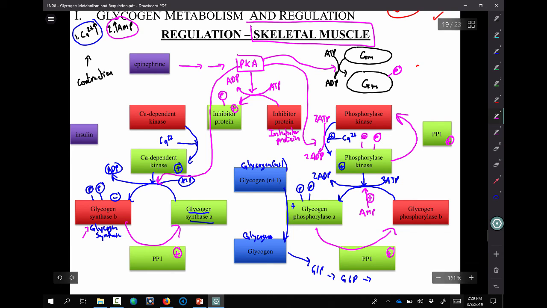Other questions? If the inhibitor protein is bound to PP1, then none of those things can happen. Yep, so when it's like this, these things here won't happen. Is there a simpler diagram we could find? Not one that includes it all. So, not all this, no. Other questions?